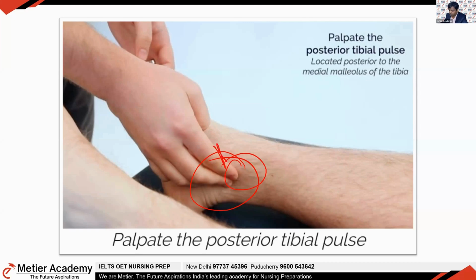This is your tibia, and this is your medial malleolus. Posterior to the medial malleolus, we get the posterior tibial pulse. I said the exact location in your cardiovascular class. Okay.